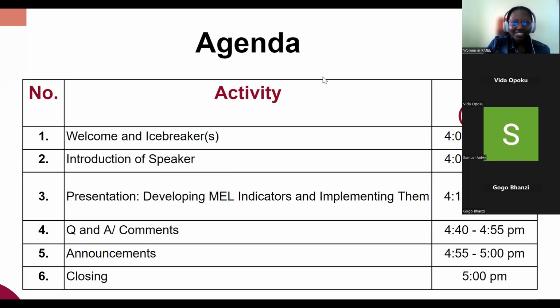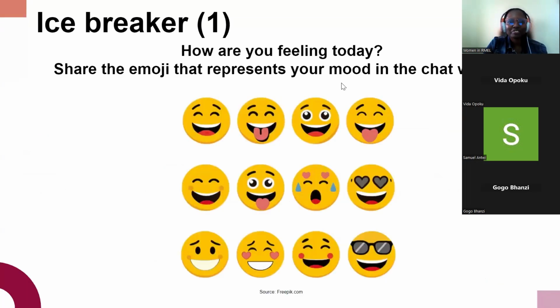So the first one, I'd like to engage you all. Please let me know how you're feeling today, but we're going to do it differently. So instead of typing your mood, please indicate with an emoji. Just with an emoji will be enough. Okay, let's see how you're feeling.